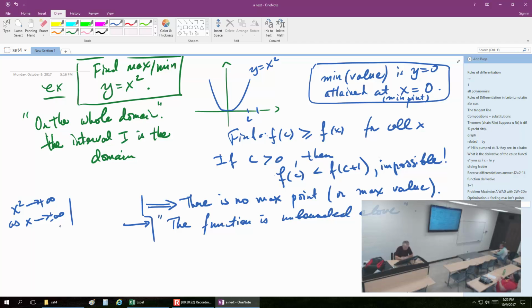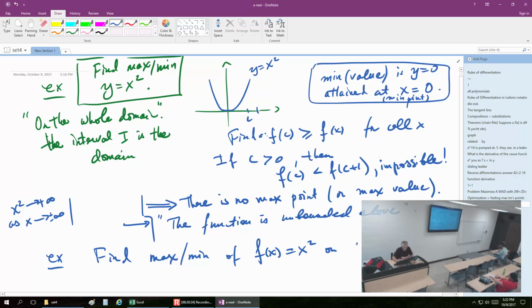However, now if I modify the problem and I say find the maximum and minimum of f of x equals x squared, but this time on the interval, say, [-1, 2].